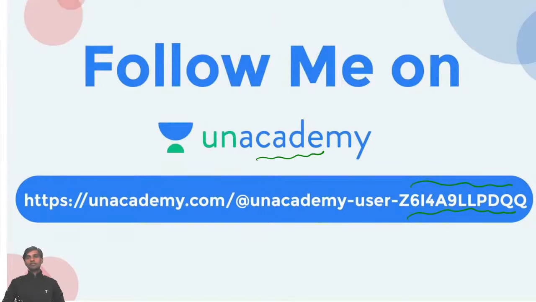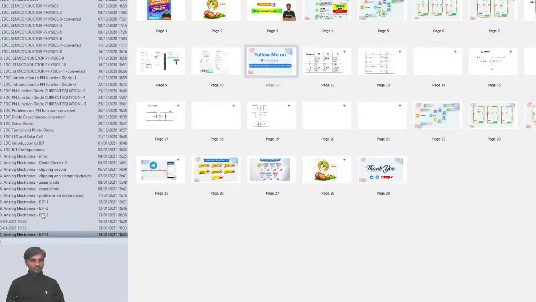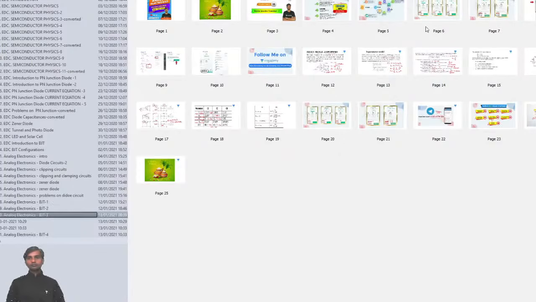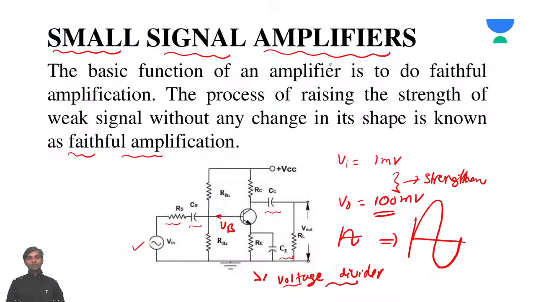So we will just see what we have discussed in the previous class. In the previous class, we discussed the definition of a small signal amplifier. What is an amplifier? The basic function of an amplifier is to do a faithful amplification, which is very, very important.